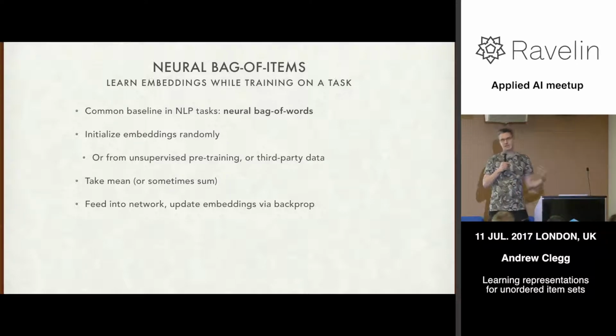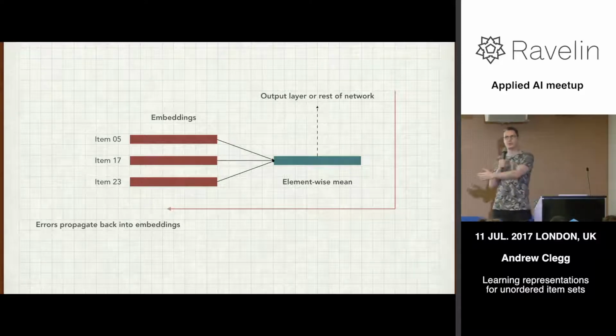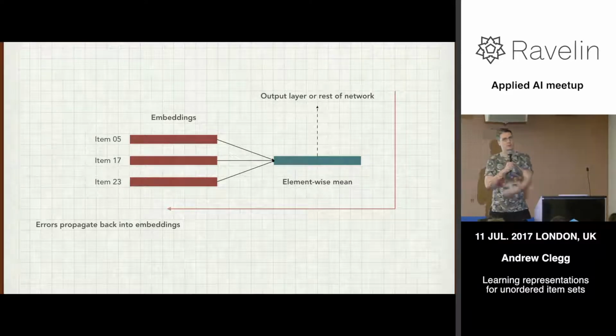And then you take the mean, or occasionally the sum, but let's just stick with the mean as we were already talking about before, across all of the items in a particular set or bag. And then you feed that mean into the network that you're training on your particular task, and then you update those embeddings via backpropagation. So it's basically the same as the previous approach, except you're learning the embeddings as you learn to solve the task of interest in your domain.